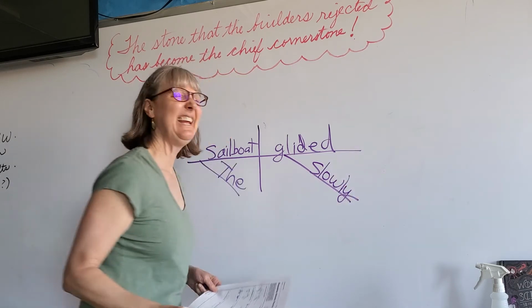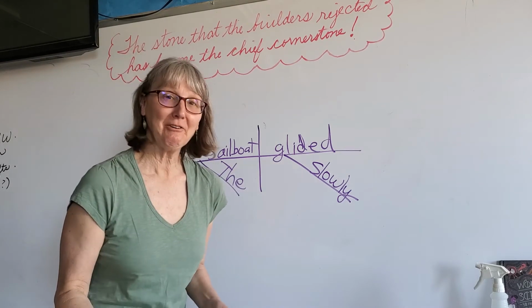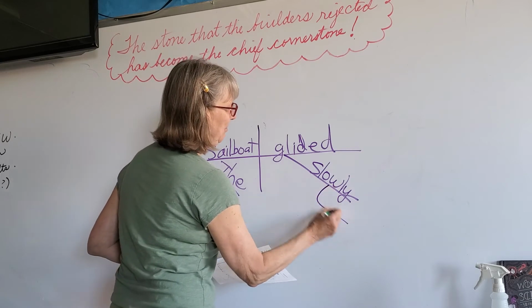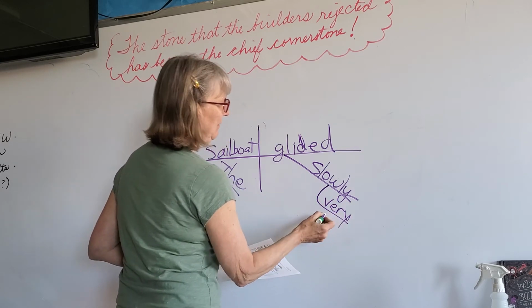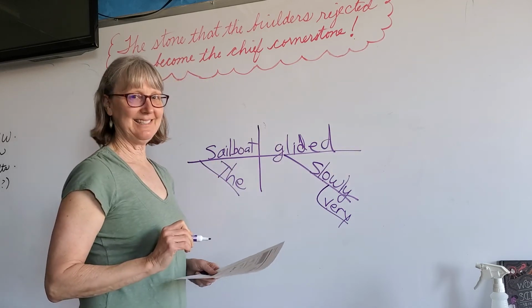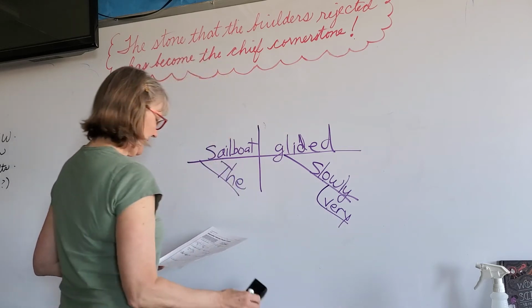But here's the thing. Very is an adverb modifying another adverb. So we have to take the word very and put it down here because very modifies slowly and slowly modifies glided. It's getting complicated, isn't it? All right. So that's how to do that one.